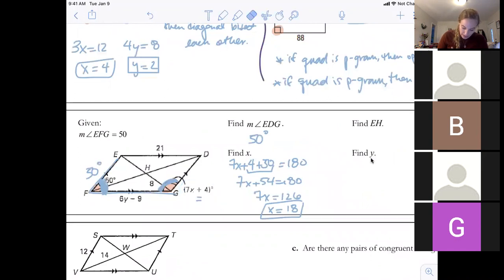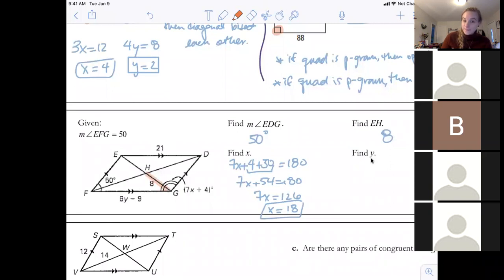Okay, now I have to find EH. Chantel, can you help me find EH? EH would equal 8. Good, why? Because they bisect. Good.